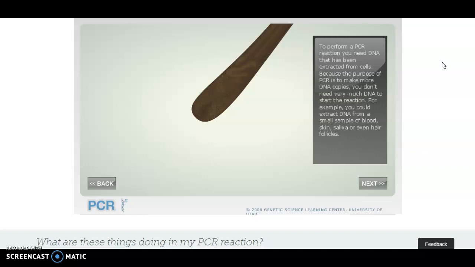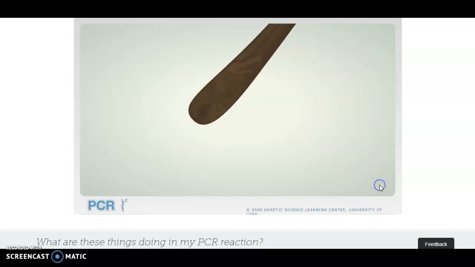For example, you could extract DNA from something as small as a sample of blood, skin, saliva, or even hair follicles. So think about like on CSI and stuff, with forensic guys going in and looking for just even a single hair follicle can be enough DNA to where we can make billions of copies and study it, just like on TV.